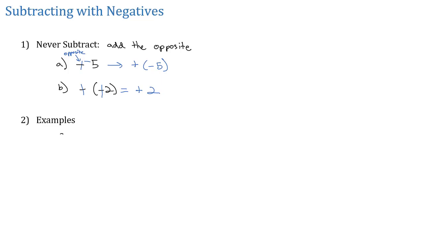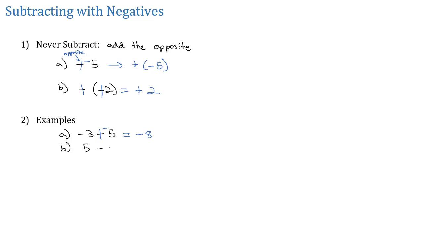So for example, if I've got -3 minus 5, I'm going to change that -5 in the middle to add the opposite. So now I have -3 plus a -5. And we know if I've got two negatives, we keep the negatives and add the numbers. 3 and 5 makes 8, so we end up with -8.